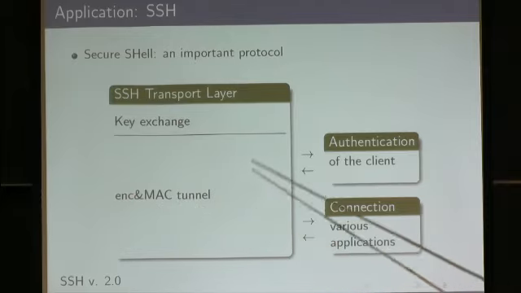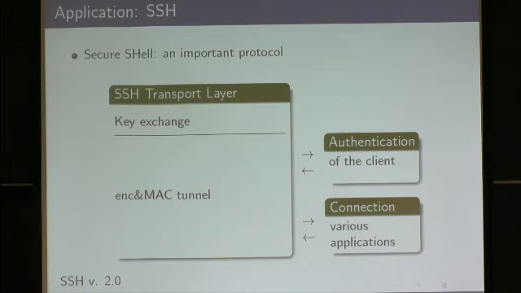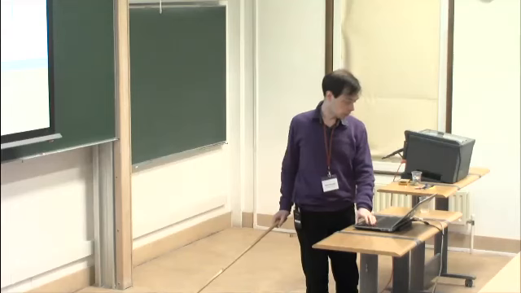This SSH transport layer authenticates the server, but it does not authenticate the client. So the first thing we do after establishing the tunnel is the authentication of the client. You can do that by several means, by giving a password or by using a public key, for example. And after that, you can run any application that is going to use the tunnel for secure communications between the 2 machines. The protocol we have considered is version 2 of SSH.